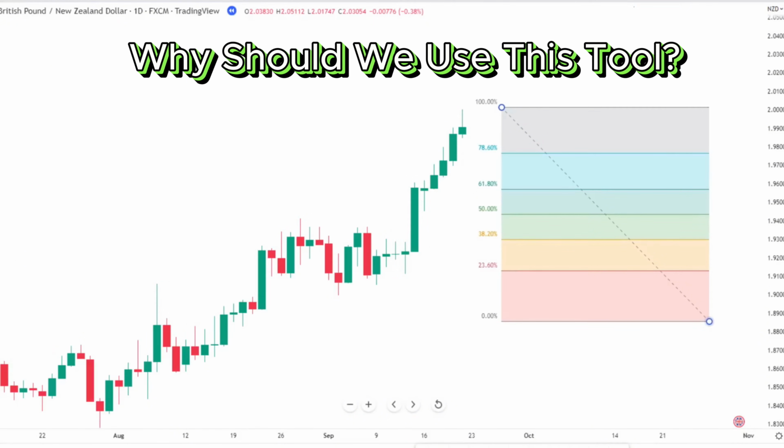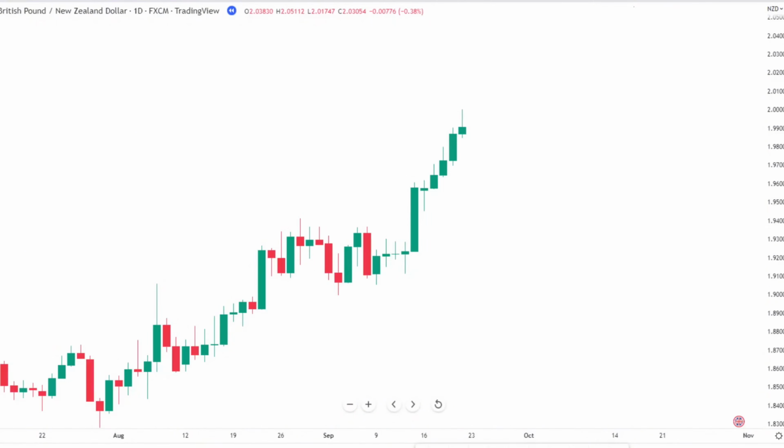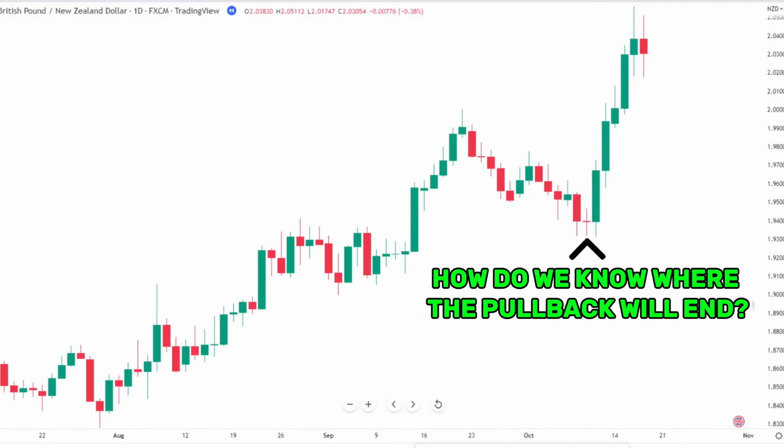Let me give you a scenario. Suppose the market is currently trending and we want to enter a position. We know that the best time to enter a trending market is to wait for a pullback. This allows us to enter a buy position at the end of the pullback before the price continues in the direction of the primary trend. So, how do we know where the pullback will end?